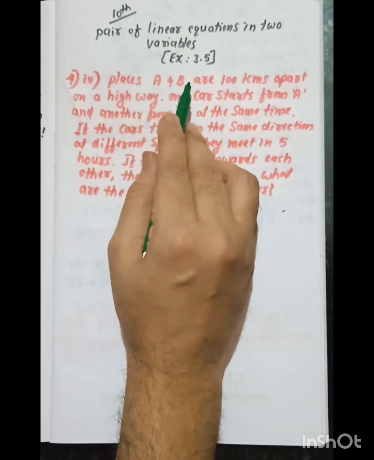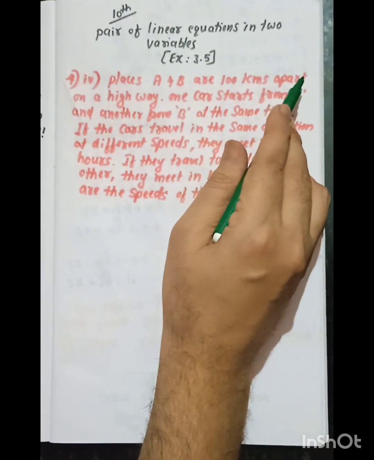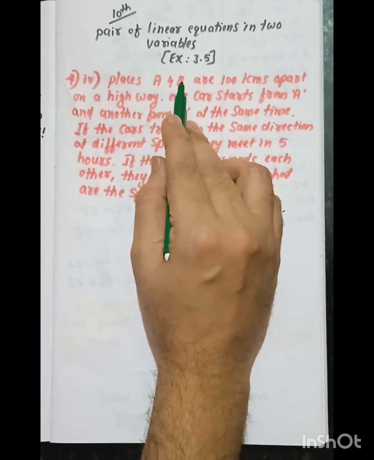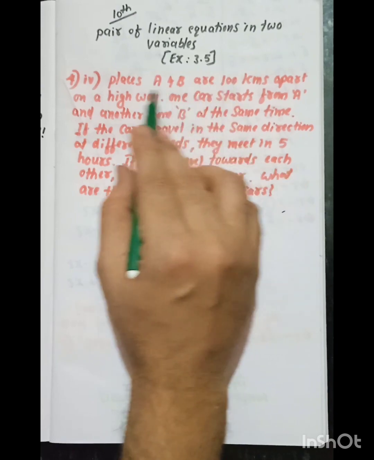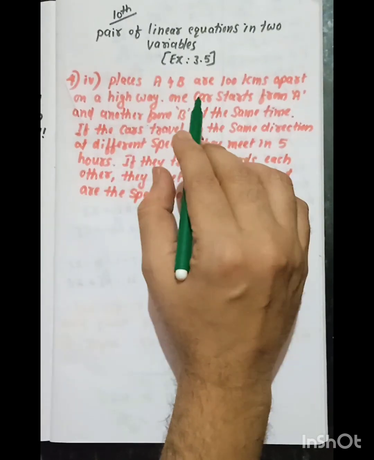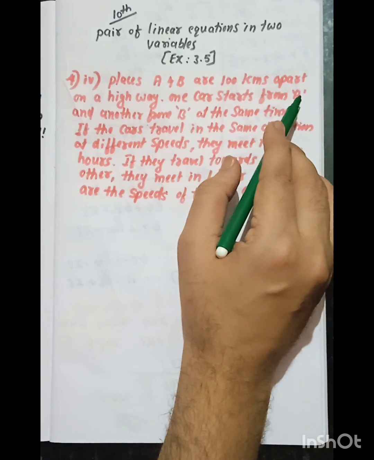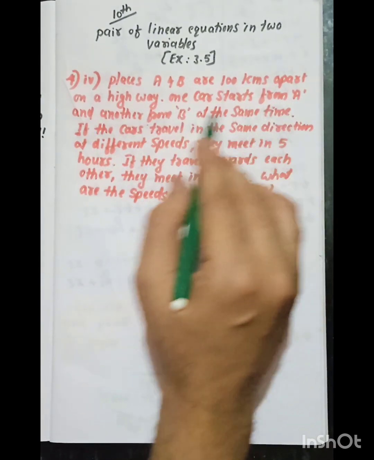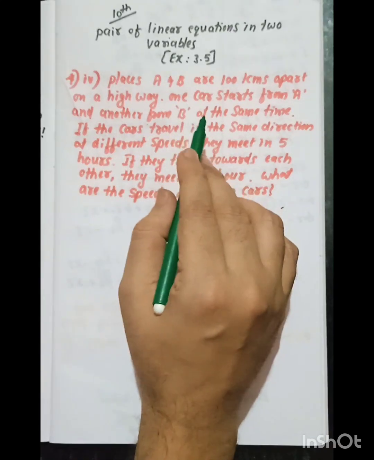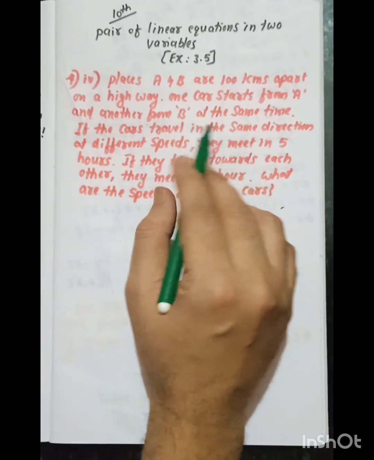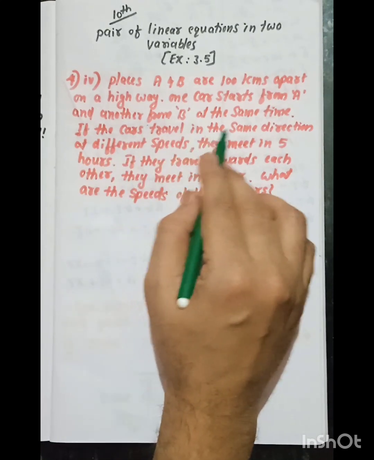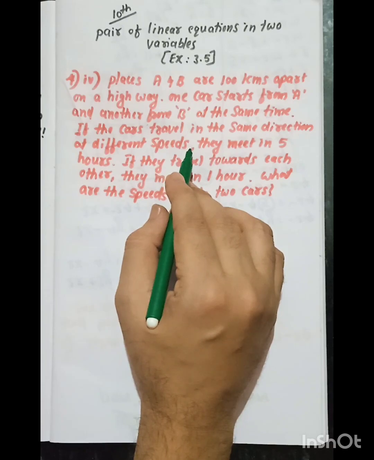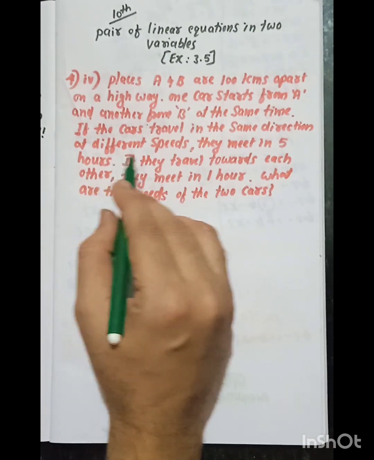Places A and B are 100 kilometers apart on a highway. There are two places A and B which are 100 kilometers apart on the highway. One car starts from A and another from B at the same time. Both cars start from their places at the same time. If the cars travel in the same direction at different speeds, they meet in 5 hours.